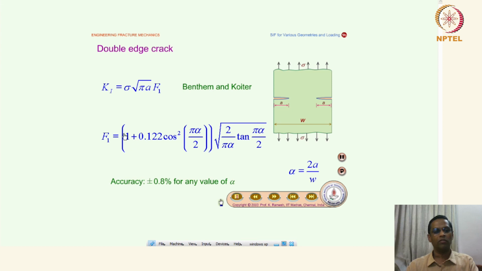So F1 is equal to 1 plus 0.122 cos squared of pi alpha by 2 into square root of 2 by pi alpha into tan pi alpha by 2. So this is given by Bentham and Koiter, which has an accuracy of plus or minus 0.8% for any value of alpha, where alpha is 2a by W.